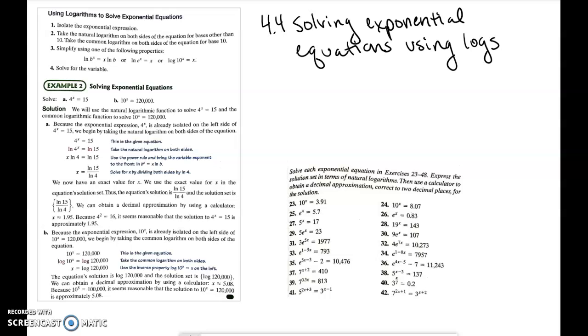Okay, so this is day 2 of section 4.4. So we're still working with solving exponential and logarithmic equations. Day 1 was solving exponential equations by creating the same base so that we could set exponents equal to one another. And now, not able to do that, we are going to use our conversion between log and exponential form instead.